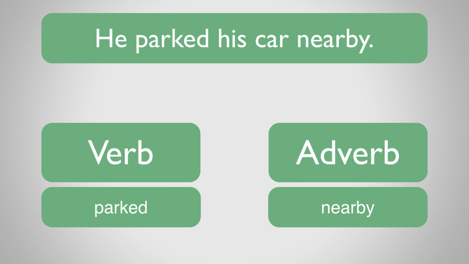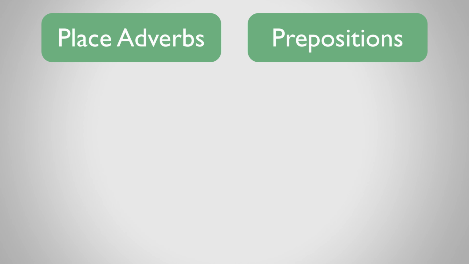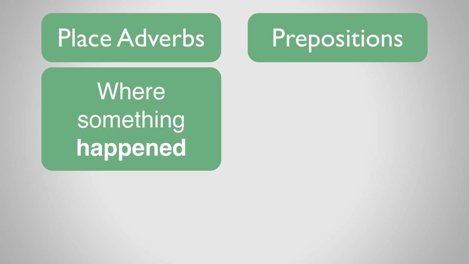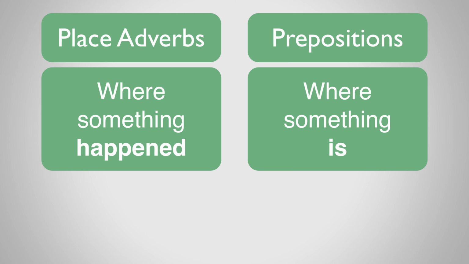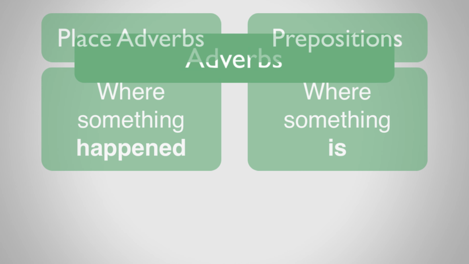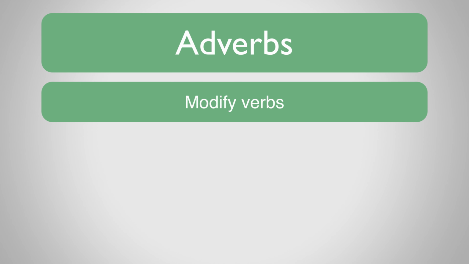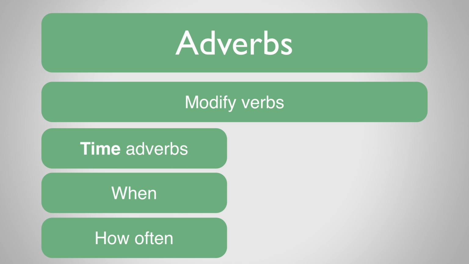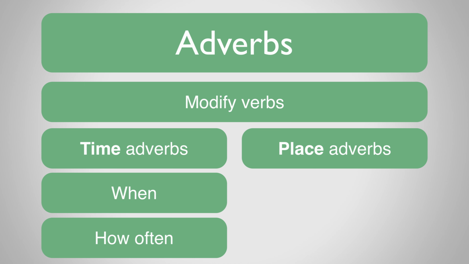Be careful not to confuse these with prepositions. Adverbs of place tell us where something happened, whereas prepositions tell us where something is. So, adverbs of time and place still modify verbs. Adverbs of time show us when or how often an action happens, whereas adverbs of place show where an action happens.